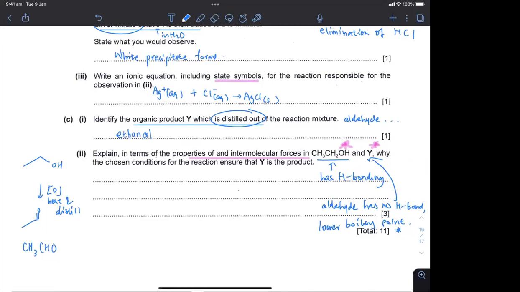I haven't really discussed the last bit, but I mentioned the intermolecular force for this. This one is only a permanent dipole because it's polar, but it has no hydrogen bond. Which one is stronger, which one requires more energy to break, and which one has a higher boiling point, and therefore the lower boiling point will distill out first.